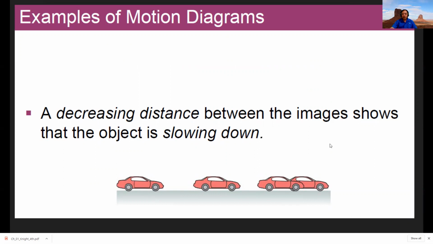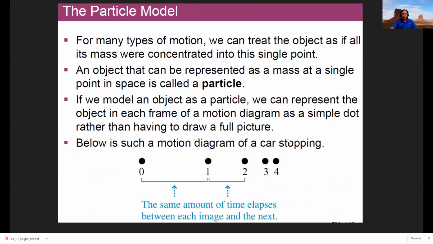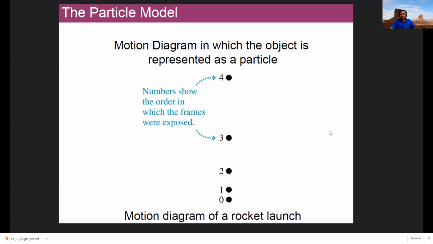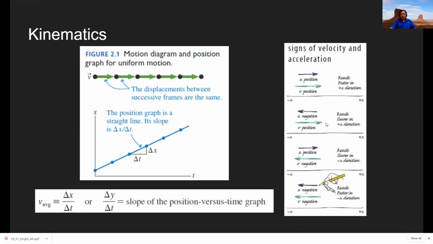So that is how a motion diagram is created, by having the frames of images superimposed on each other and representing the object as a particle with a dot. That's why we have the separation distance from 0 seconds to 1 second, 1 second to 2 seconds, and so on. The same amount of time elapses for each image, and you just take note of the separation distance to identify whether it's slowing down or speeding up. This is a rocket being launched from the ground. Take note, from 0 to 4 here, the separation distance keeps on increasing, so it's speeding up. Okay, so from the motion map or diagram to the motion graph.